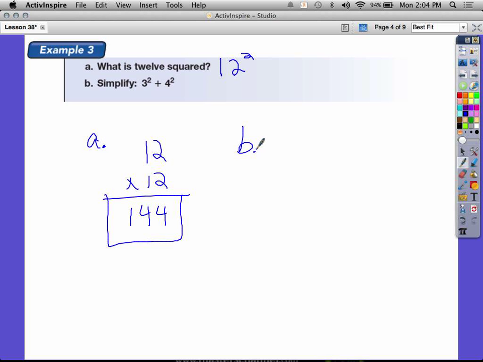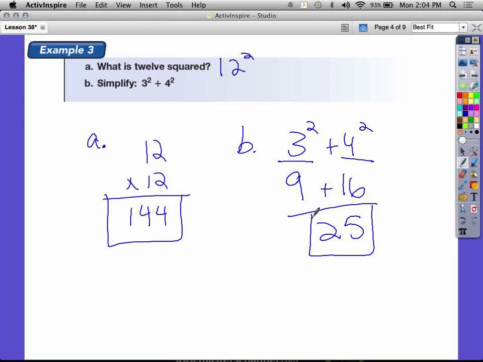B, this is simplified. I have 3 squared plus 4 squared. Okay, well 3 squared is 3 times 3 is 9, plus 4 squared, 4 times 4 is 16. So my answer is going to be 25. So when it's square, we're just multiplying it by itself. In this case, for letter B, we need to do those squares before we add, okay? Because it's multiplication. And order of operations says that we do parentheses, exponents, then multiplication, division, addition, subtraction.